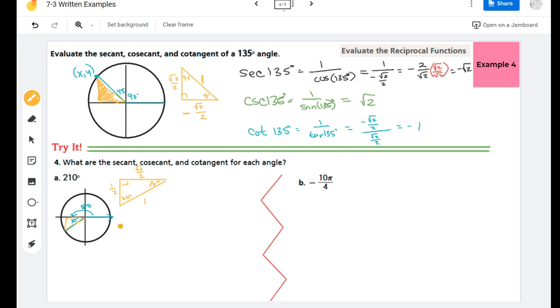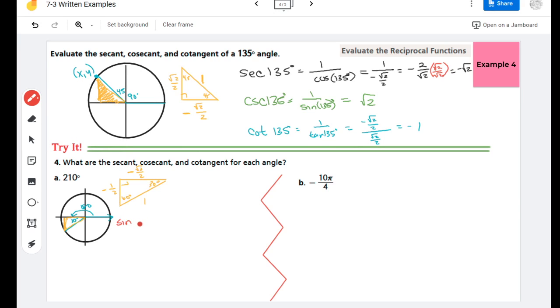So now if I think about my signs, I have a negative y value here, so this is a negative 1/2. And I have a negative x value because I'm coming backwards, so this is a negative root 3 over 2. Okay, so now let's go ahead and do the pieces of it.